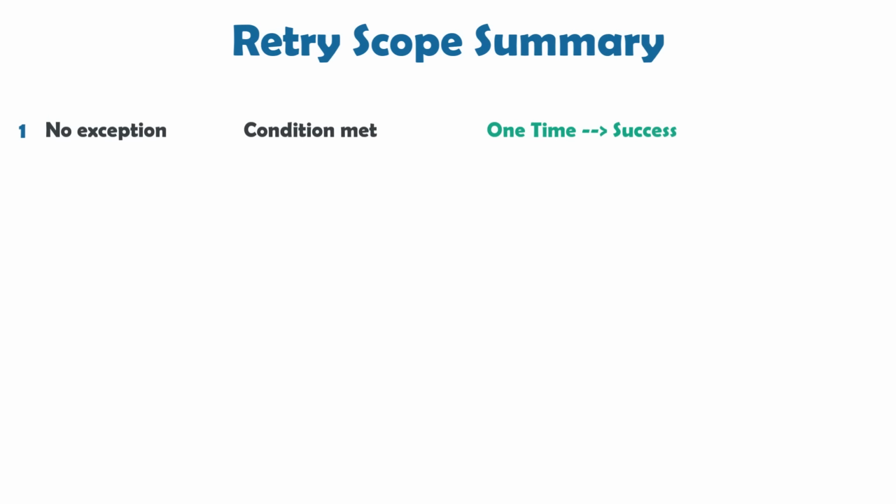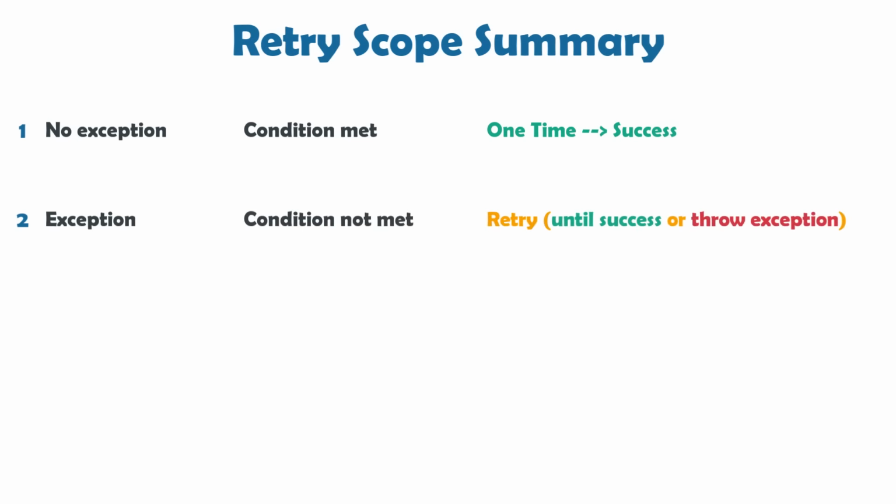Let's summarize the different scenarios. The first scenario: we have no exception, but the condition is met. Here the activity will be executed one time. The second scenario: we have an exception and the condition is not met, the activity will be retried. After retrying all the number of retries, if we still have the exception, it will be thrown.